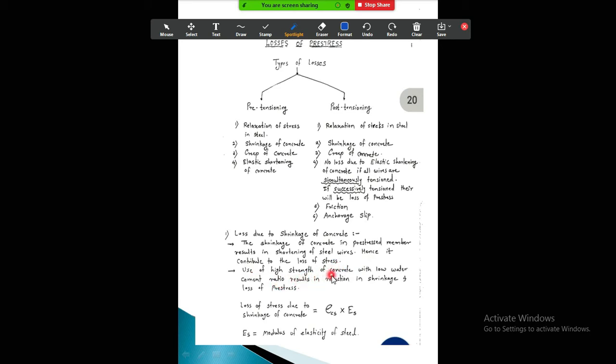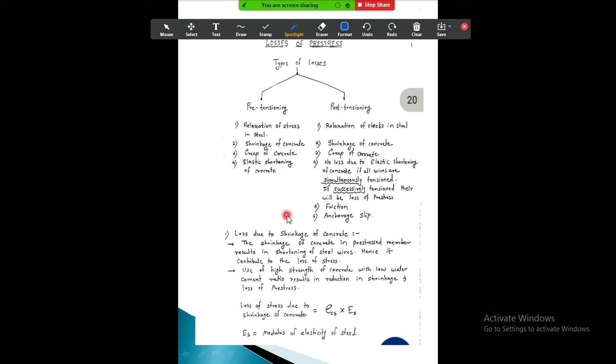The use of high strength concrete with low water-cement ratio results in the reduction in shrinkage and loss of prestress. So how can it be reduced? By using high strength concrete and a low water-cement ratio. This can reduce the shrinkage of concrete, and subsequently it can reduce the loss of prestress also.